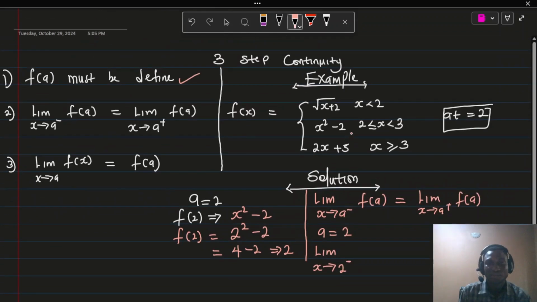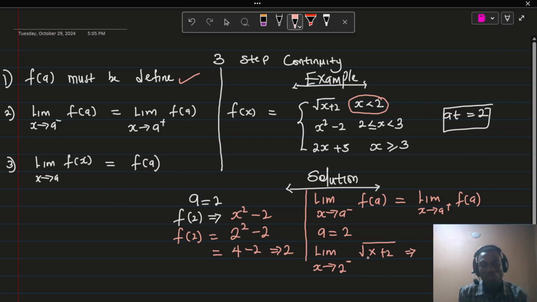Now let's go and check our function again. Which one has to do with the left hand side? If you check the ones that have to do with the 2, this one and this second one, you will notice that this one here is talking about x less than 2. And what is here is also talking about x less than 2. So we are going to pick this, and that will be square root of x plus 2. All we have to do is to what?